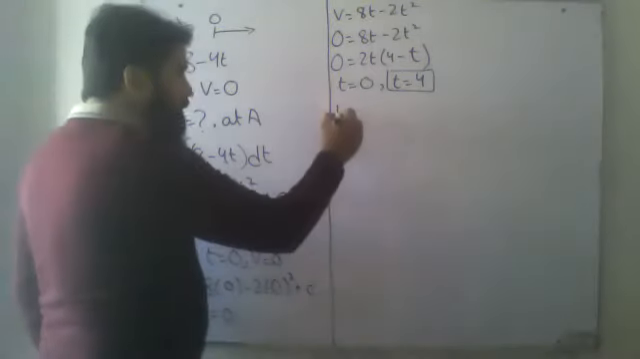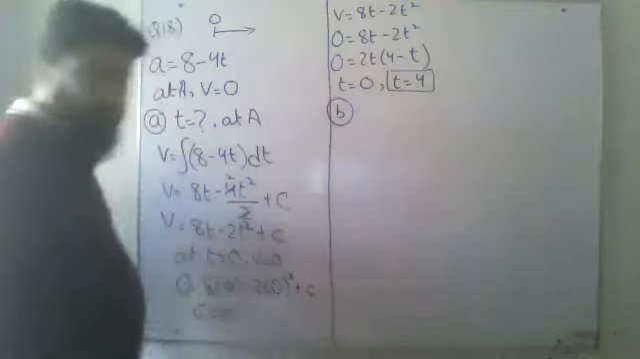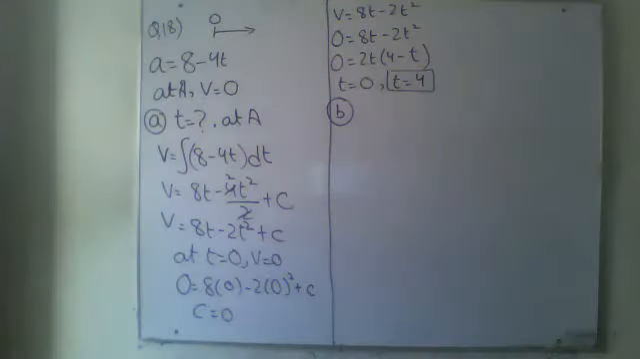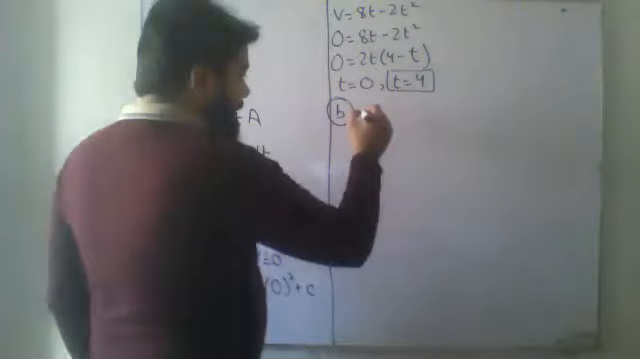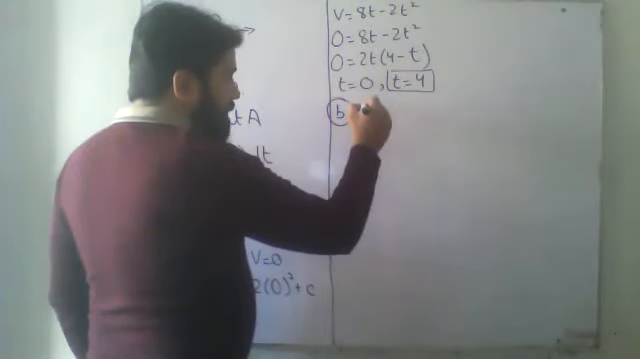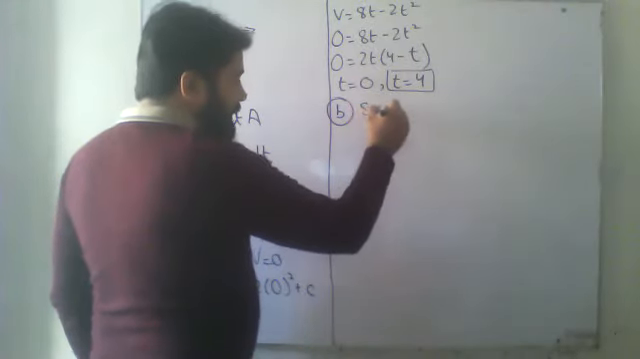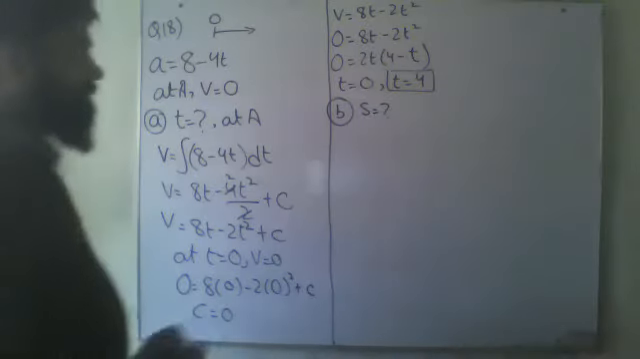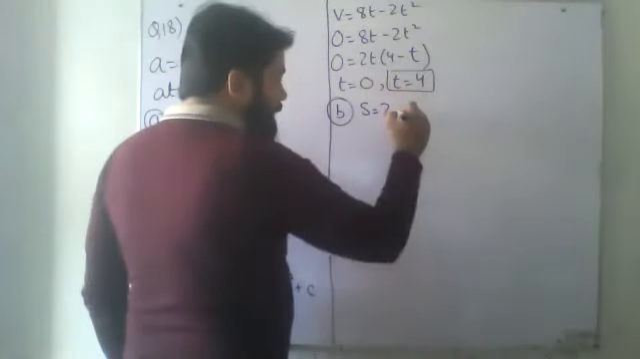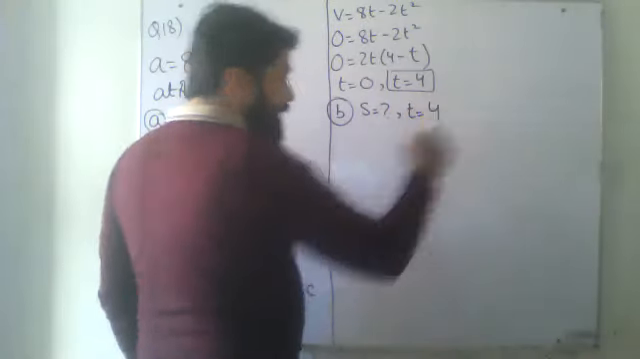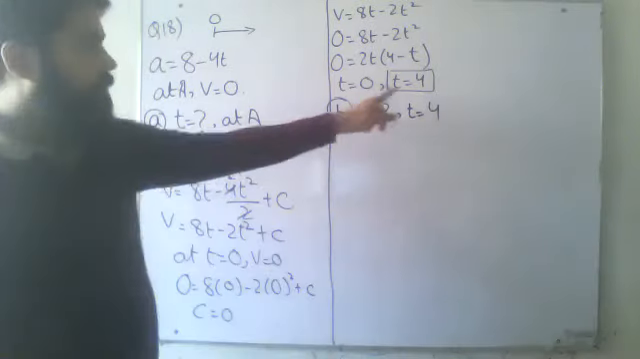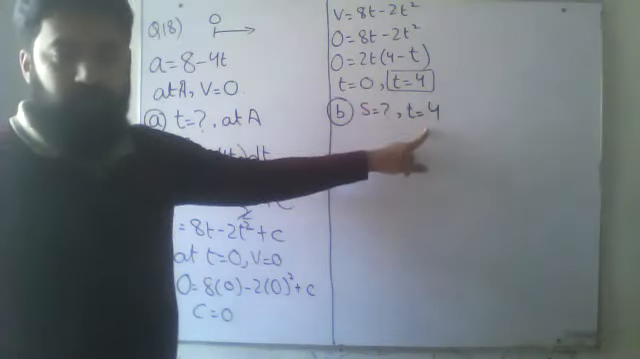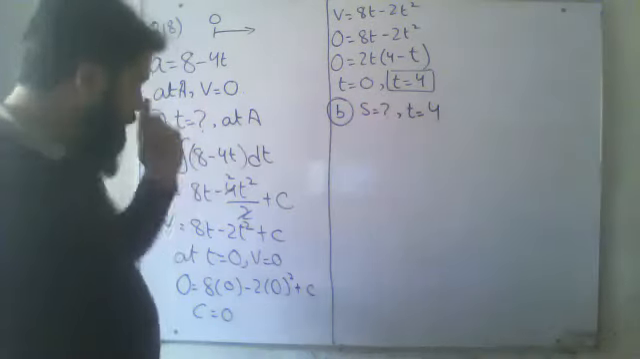Now coming to the B part. In the B part, they are saying find the distance OA. So again, I have to find distance OA. Of course, to reach A, 4 seconds was used, so I'm going to use t equals to 4.